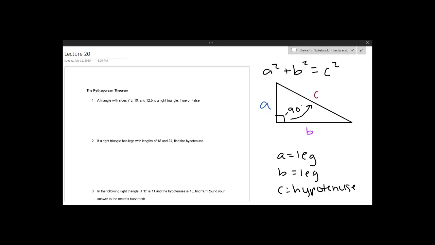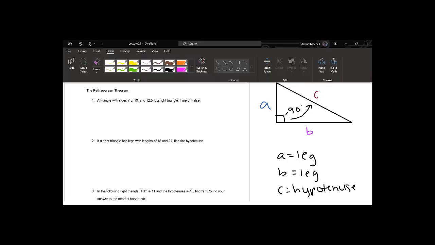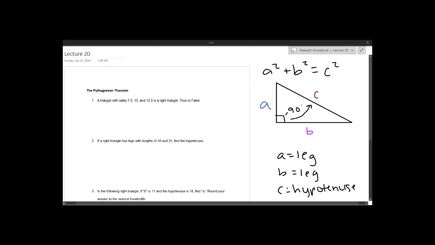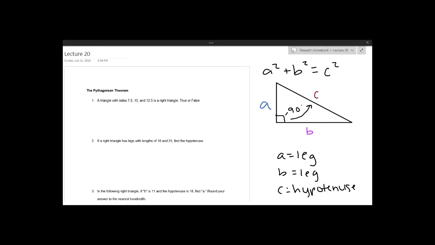So without any further ado, we have a true or false question. It says a triangle with sides 7.5, 10, and 12.5 units, respectively, is a right triangle. Well, why don't we evaluate that? We have a theorem for that. So what we know is that, and it's important to keep in mind here too, the longest side always has to be C. It will always be C. That's what it's denoted as when you're using the theorem.